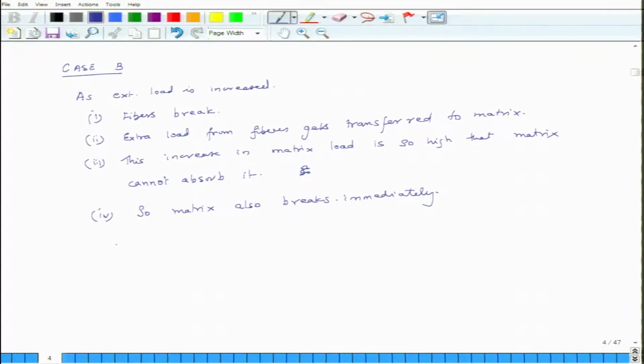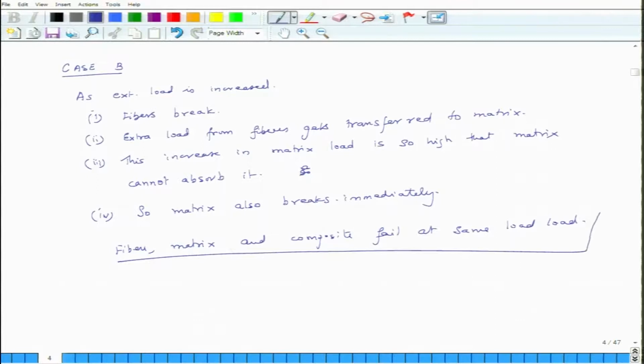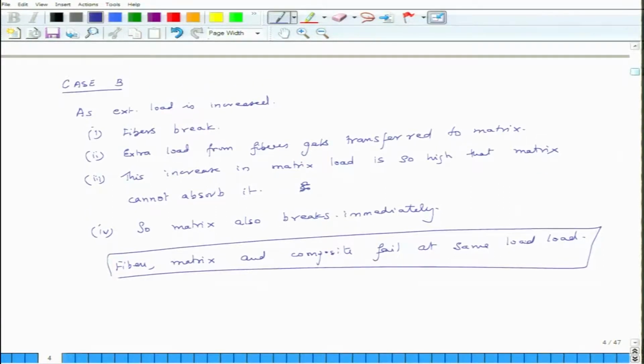So, we can say that fibers, matrix and composite fail at the same load. This is the condition: fibers, matrix and composite fail at the same load, or I will say at the same strain level.